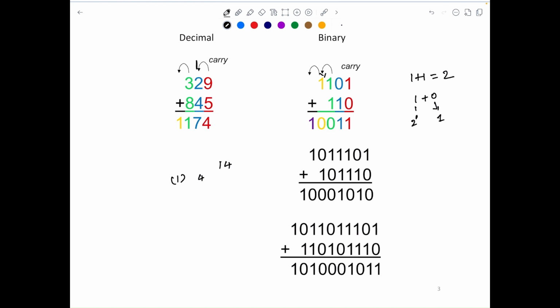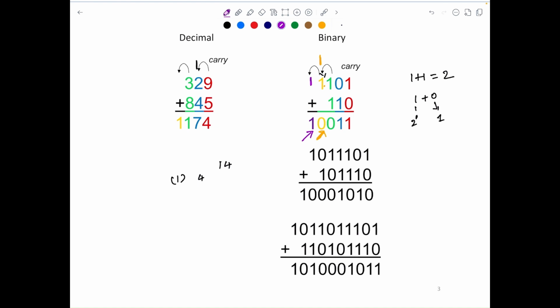Like in decimal, 9 plus 1 is 10, like 1 0. Here 1 plus 1 is 2, which is nothing but 1 and 0. So that's why 1 plus 1 is 0 here, and then we carry over that 1 here. Again 1 plus 1 is 0 here, and again we carry over that 1 here. That's why we have that final 1. So this is the binary addition.